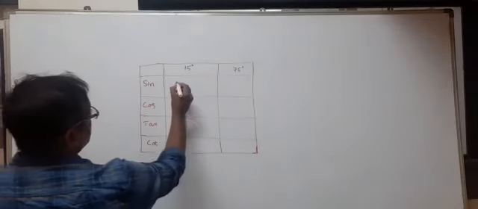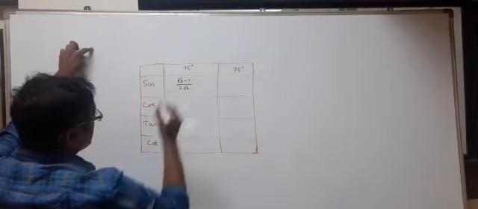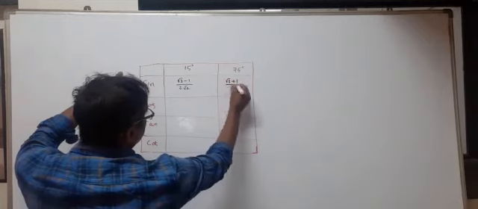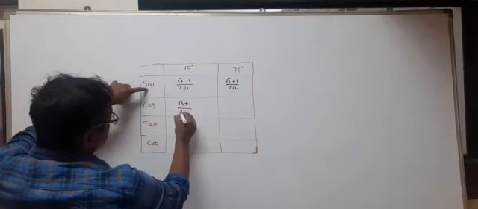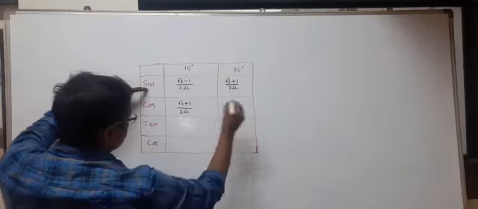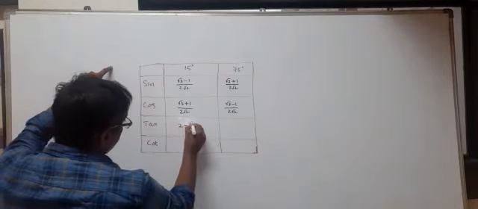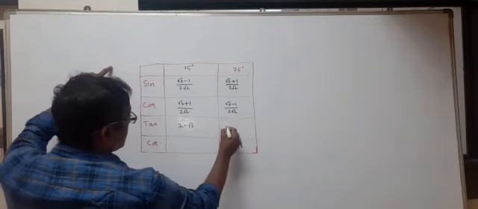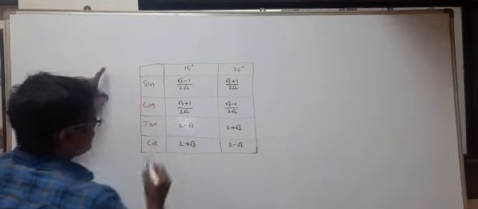Now sin 15 degrees. You have sin 15 degrees as root 3 minus 1 by 2 root 2, and sin 75 degrees is root 3 plus 1 by 2 root 2. Cos 15 degrees is root 3 plus 1 by 2 root 2. Cos 75 degrees is root 3 minus 1 by 2 root 2. And tan 15 degrees is 2 minus root 3. Cot 75 is 2 minus root 3. Tan 75 is 2 plus root 3. Cot 15 is 2 plus root 3.